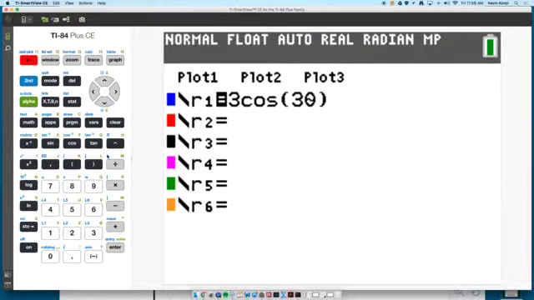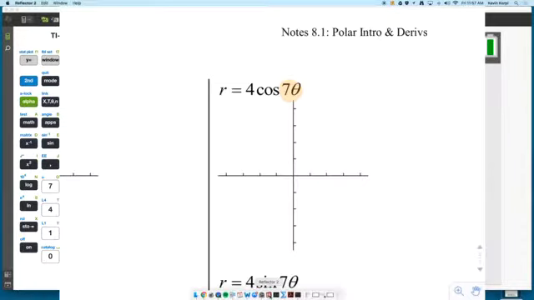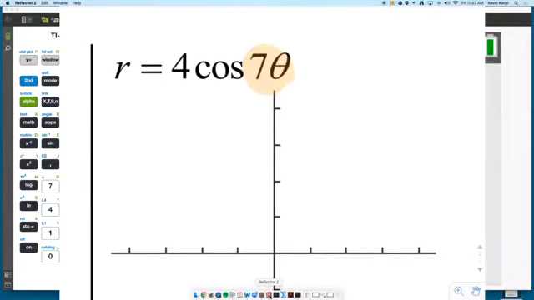Let's just verify. We'll change it to cosine of 5. All right, here we go. There you go. And each one of them is perfectly symmetrical. Trace out from 0 to pi. All right, the next one. What do you think this one's going to be? How many petals? 7. What's the petal length? 4. Traces out once from 0 to pi.